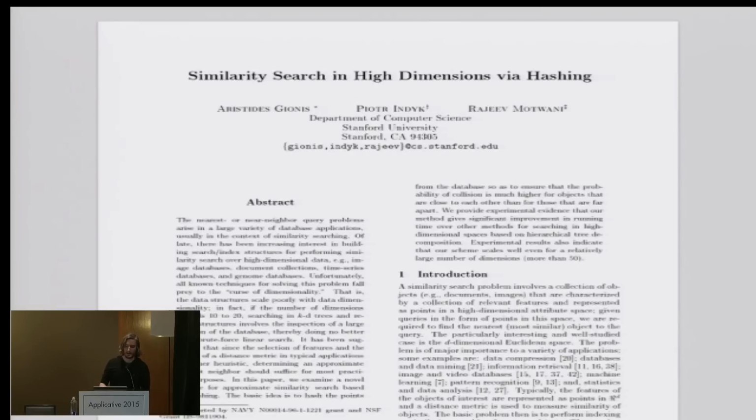LSH was invented back in '98, and it's actually gained a lot of momentum in industry recently, and there are still papers being published about it this year. Can't remember which journal they're being published in, but there's a bunch of really interesting ones coming out in a few months.